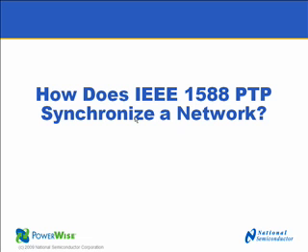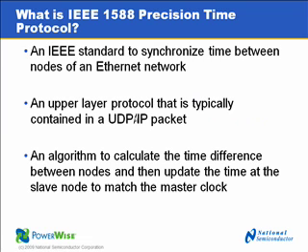So the first question is, how does IEEE 1588 PTP synchronize a network? The answer is to look at what IEEE 1588 PTP is. PTP means Precision Time Protocol. It's an IEEE standard that's designed to synchronize the time between nodes of an Ethernet network. Now that's key because what we're really talking about is synchronizing the actual time at each node of the network. And from that, once you have synchronization on the time, then you could provide frequency synchronization or even phase synchronization depending on the requirements of your application.